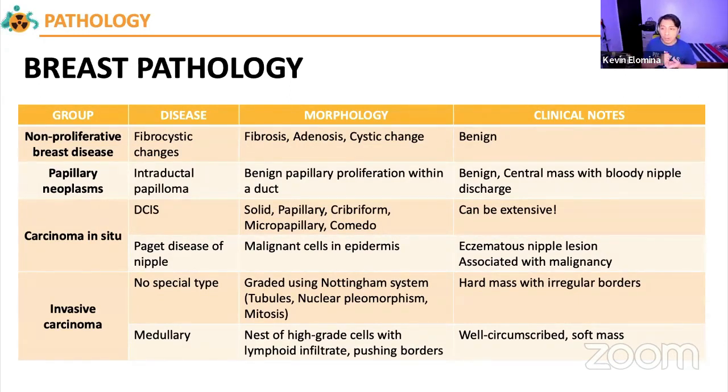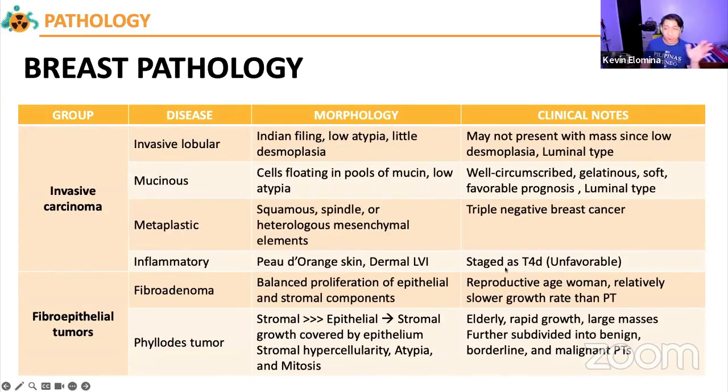Now, your breast cancers develop from your carcinoma in situ, and then they eventually become invasive carcinoma. Okay? And then you have different morphology. Now, for your fibroepithelial tumors naman, you have your fibroadenoma and your phyllodes. Remember, your fibroadenoma, usually reproductive age group, medyo bata-bata yung patient, maliit yung mass, no? And if you look at the biopsy, you see a balanced proliferation of your epithelial and your stromal elements.